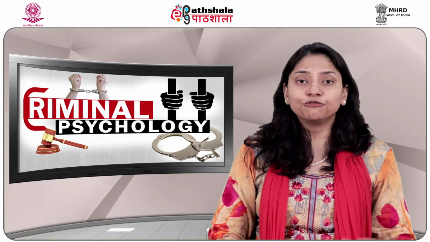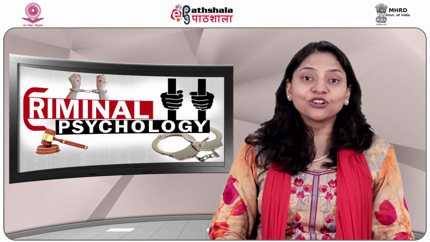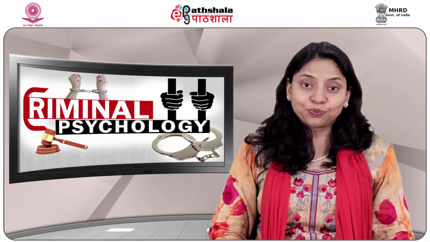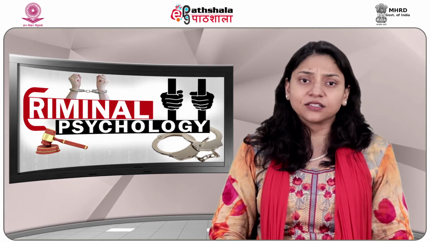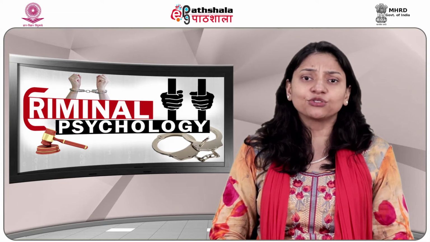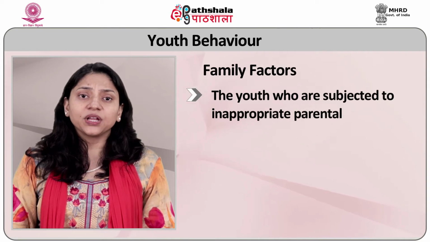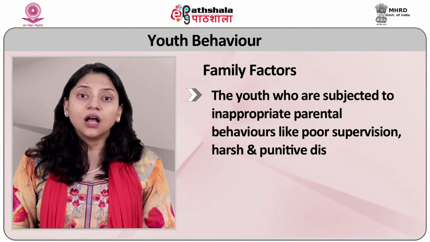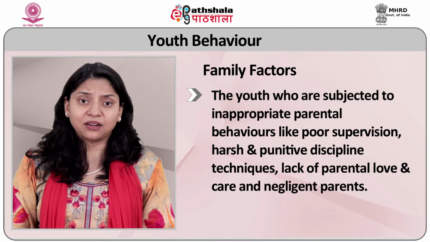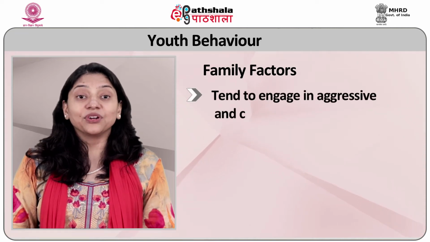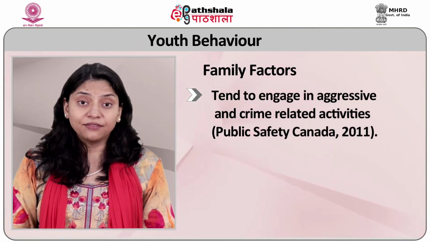Family factor, the first. Family is an important socializing agent for the children. They help the children to learn social skills like respecting others, delaying and controlling their impulses. But there are several factors associated with family which lead to development of delinquent behaviors. The youth who are subjected to inappropriate parental behaviors like poor supervision, harsh and punitive discipline techniques, lack of parental love and care, and negligent parents tend to engage in aggressive and crime related activities. This was found by Public Safety Canada in 2011.